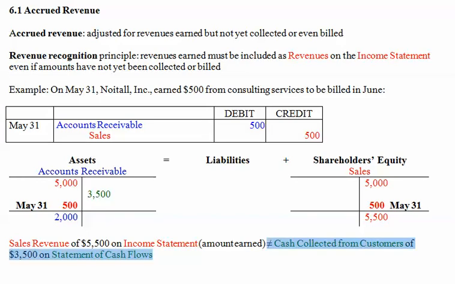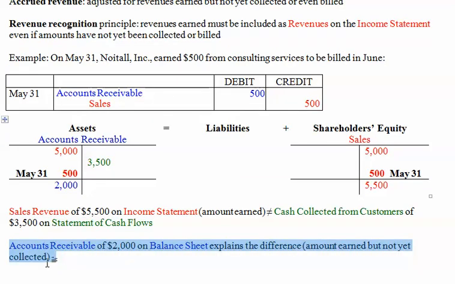What's going to be linking the two together, explaining why the amount earned differs from what was collected, you'll see accounts receivable on the balance sheet, and that represents the timing difference. In other words, all this will eventually get collected, but in the meantime they've only collected 3,500. They're going to collect the rest of it in June or even July. So that's accrued revenues.